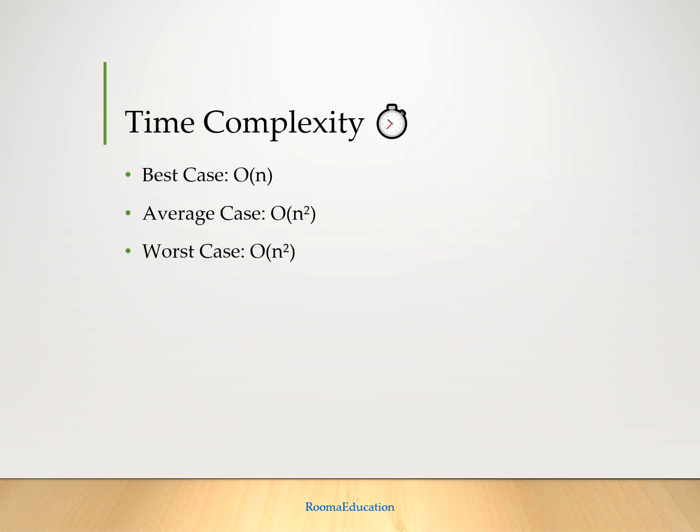Time complexity means how long an algorithm takes to run depending on the size of the input. In bubble sort, that depends on how many comparisons and swaps we do. In the best case, bubble sort only checks, with no swaps, so it's big O of n. In the worst case, it makes a lot of comparisons and swaps, about n multiplied by n times, so it's big O of n squared.